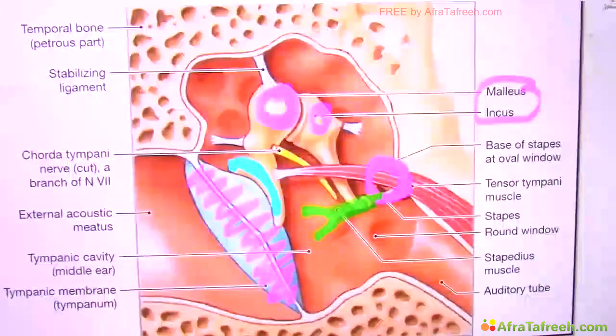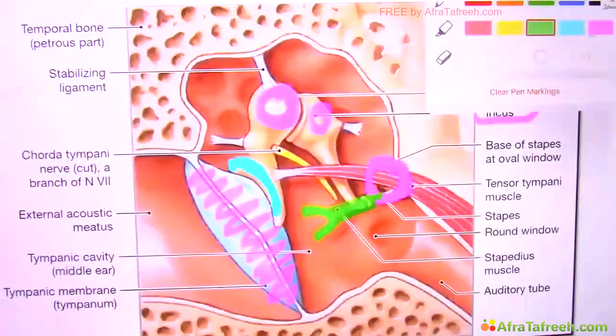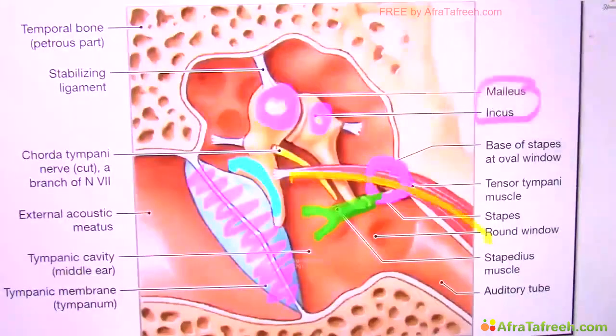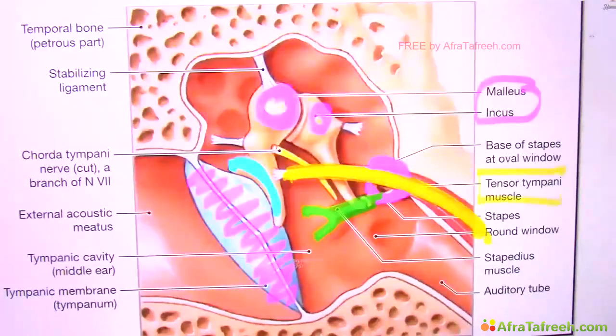Yes. And this muscle coming from the anterior side, what is it? This muscle which is coming from the anterior side is of course the tensor tympani. And what is it doing? It will tense the tympanic membrane. That is what it is doing. So this muscle came from the anterior side. Yes. And what is this? This must be the round window.